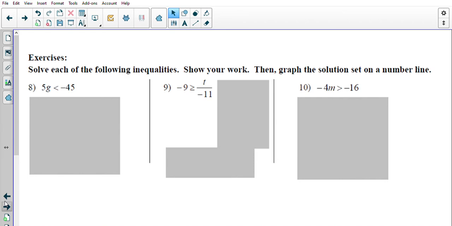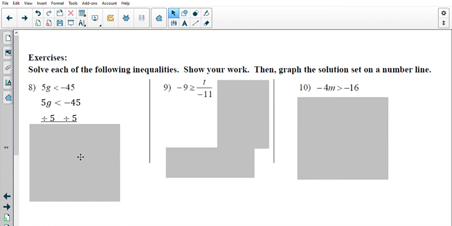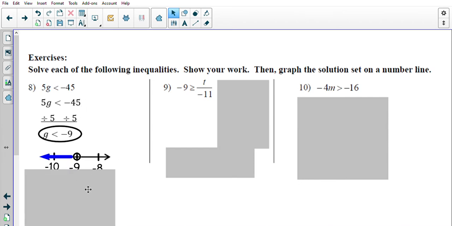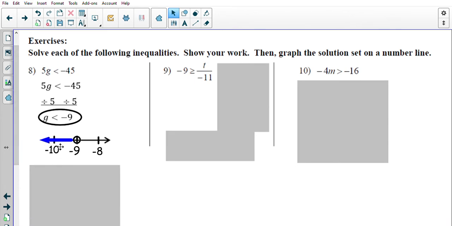All right, let's take a look at some. Some will need to flip the inequalities. Others we will not. Number 8, 5g is less than negative 45. The inverse of multiplying by 5 is to divide by 5. I divided by a positive. I do not need to flip the symbol around. So I get g is less than negative 45 divided by 5 is negative 9. Let's graph it. The graph should become pretty routine at this point. I've got negative 10, negative 9, negative 8. Open circle at negative 9. It's less than, so I shade to the left.